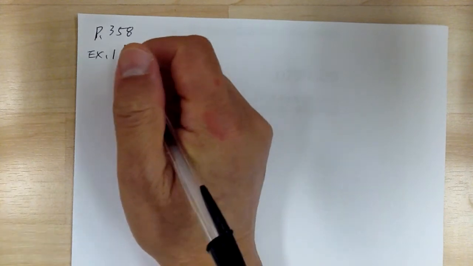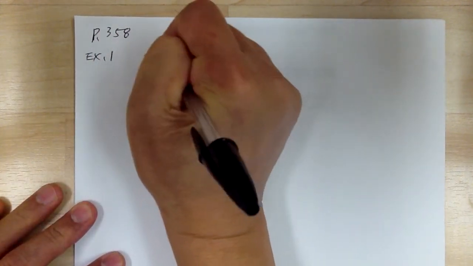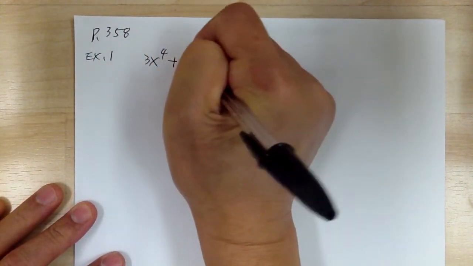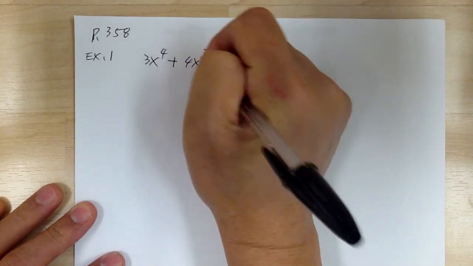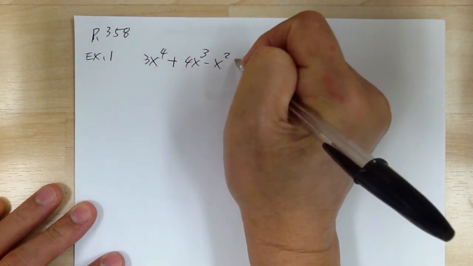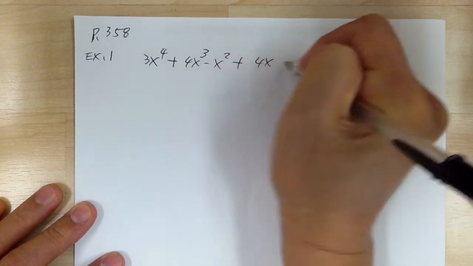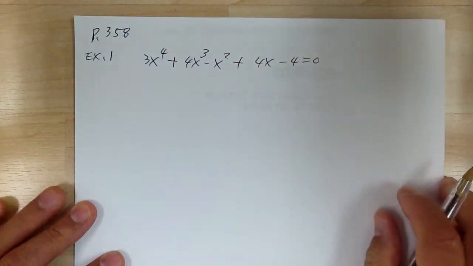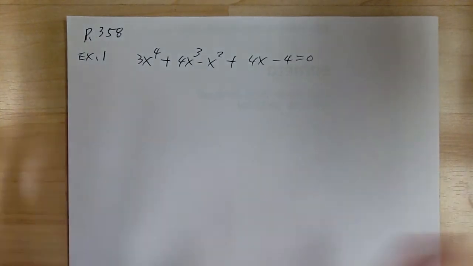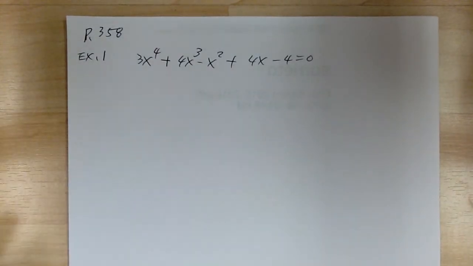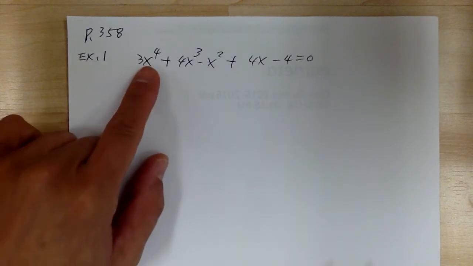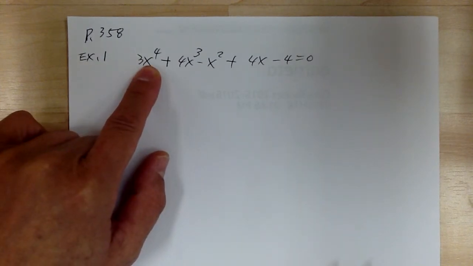So you have 3x to the 4 plus 4x to the 3 minus x squared plus 4x minus 4 equal to 0. And they don't give you any additional information. So this is all you get. So it's a fourth power, so you need to get 4 answers.